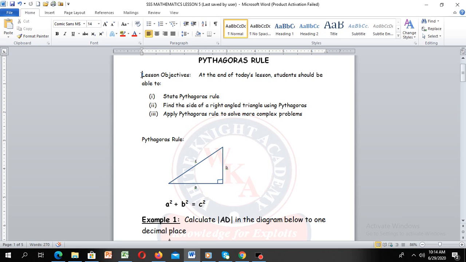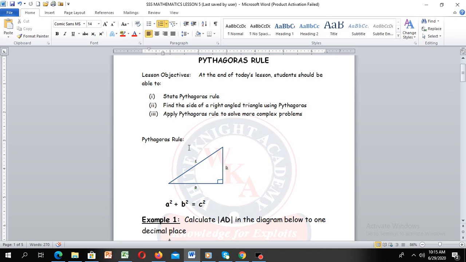Today, we're going to be going a step further by considering the topic Pythagoras rule. The lesson objective for today is that you should be able to state Pythagoras rule, and then you should be able to find the sides of a right angle triangle using the Pythagoras rule. And the third thing you're expected to be able to do is to apply Pythagoras rule to solve some more complex questions. Alright, let's get straight to work.